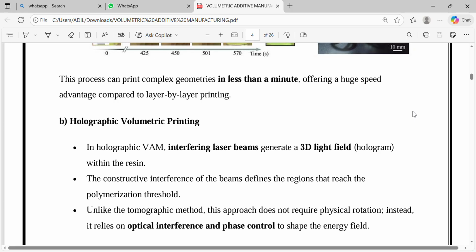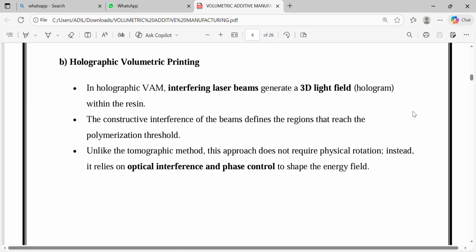layer printing. Now we will discuss the second approach, which is holographic volumetric printing, or holographic volumetric additive manufacturing. Interfering laser beams generate a 3D light field, also called a hologram, within the resin. The constructive interference of the beams defines the regions that reach the polymerization threshold.